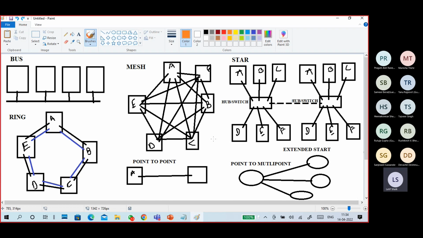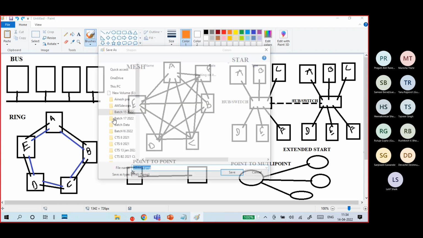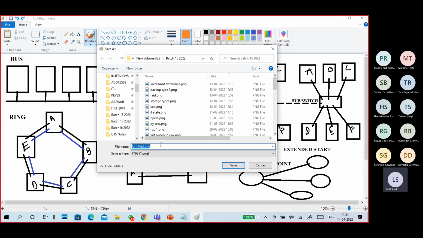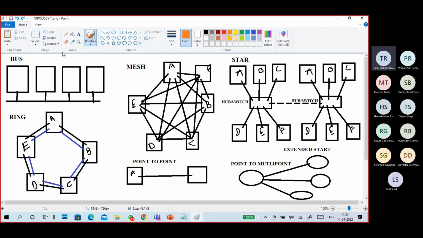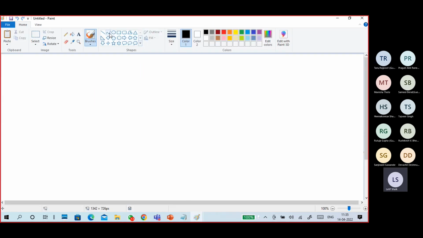Okay, I will tell two more points. It is batch 17. I'll take another paint for explaining that one. I'm not typing anything, guys. I'm just explaining how the topologies are. Name of topologies, that's it.